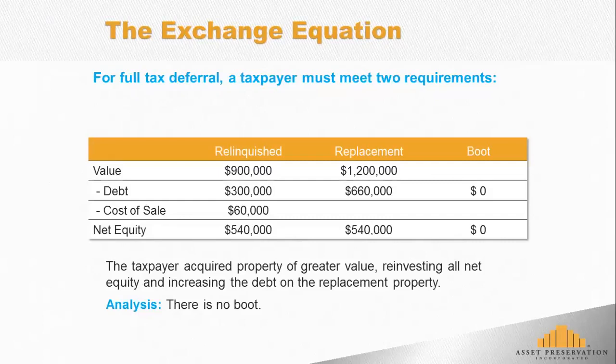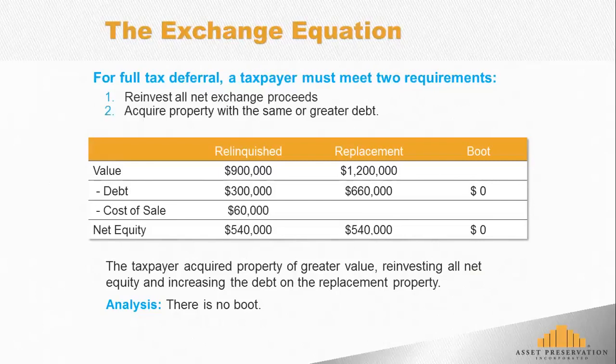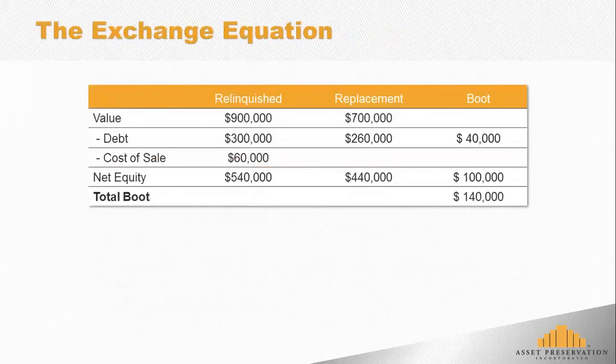On the next slide, we're going to look at partial tax deferral. So the taxpayer sells the property for $900,000, same numbers. They purchase a replacement property for $700,000. So one good indicator, and again, this is a rough indicator, if a taxpayer goes down in value substantially on the purchase, they're most likely going to have some taxable boot, some boot on the transaction.